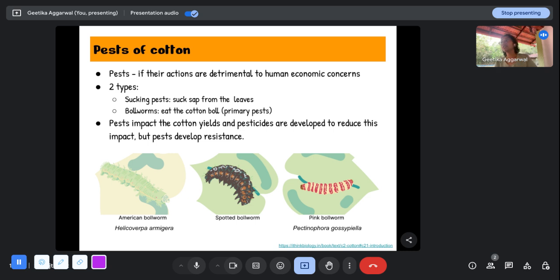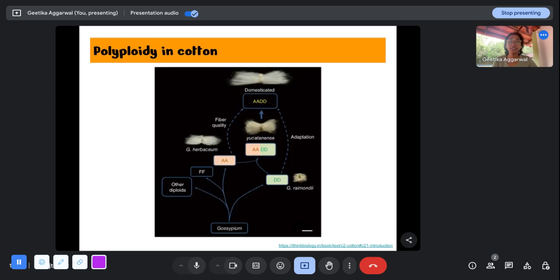The pests impact the cotton yields, and pesticides were then developed to reduce this impact, but the pests were then able to develop resistance against these pesticides. That is a cycle which always happens when there is an evolutionary race. Pests impact your yields, humans develop pesticides and spray the plants, but the pests mutate and develop resistance, and you need to keep developing newer and newer formulae for these pesticides.